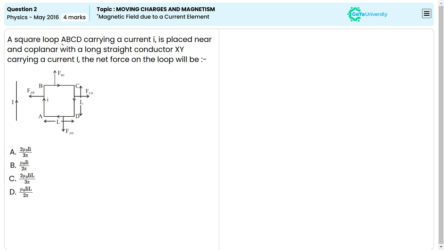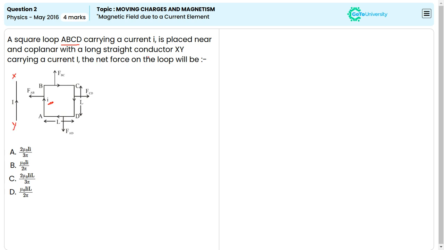A square loop ABCD, carrying a current I, is placed near and coplanar with a long straight conductor XY, which also carries a current I.